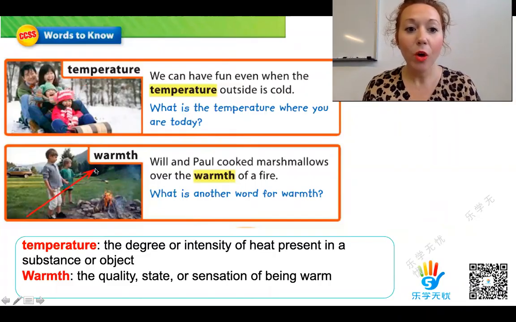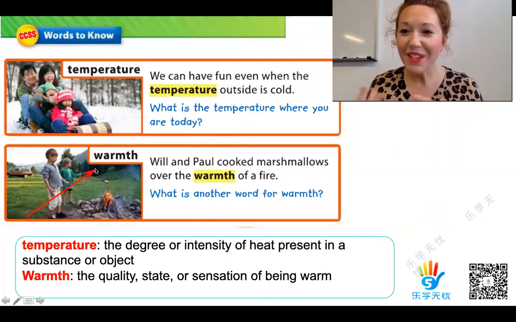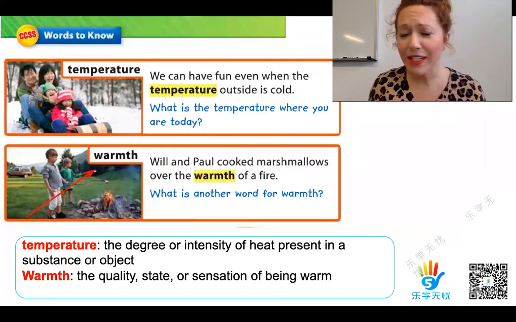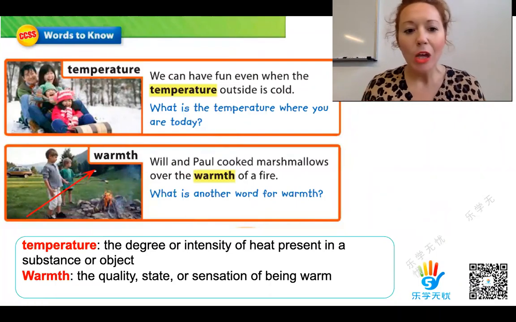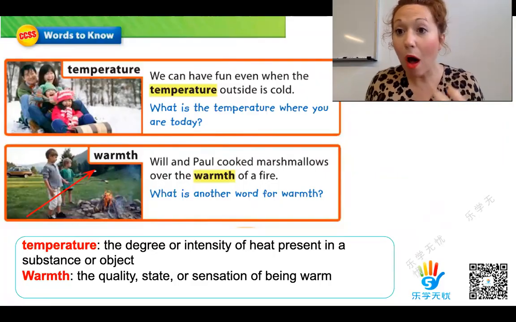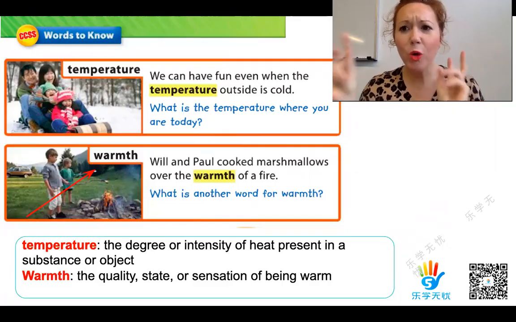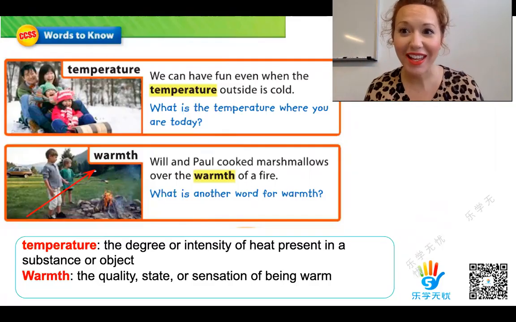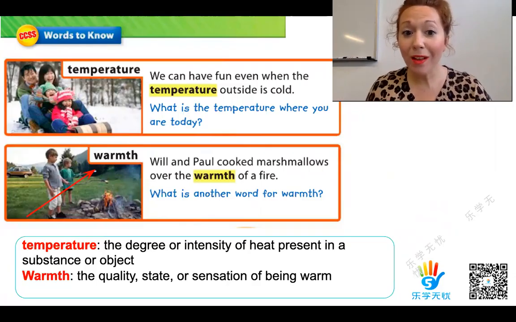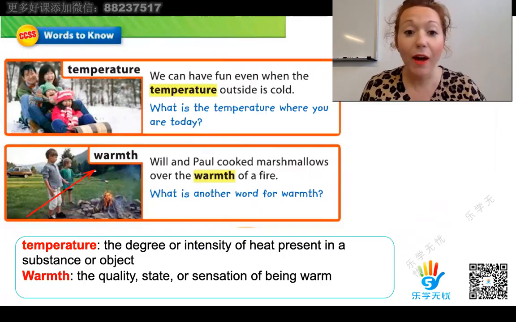Next, we have warmth. So warmth is a little similar to temperature, but it's different. So warmth is a quality or a state or a sensation of being warm. So you are actually feeling the heat. Will and Paul cooked marshmallows over the warmth of a fire.